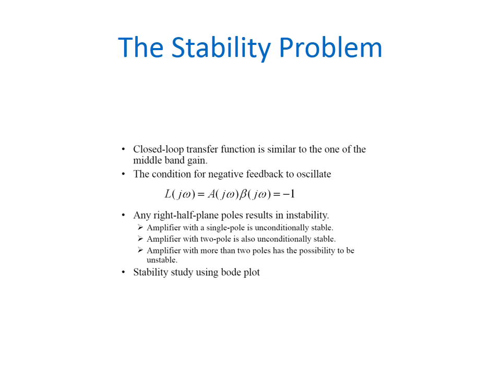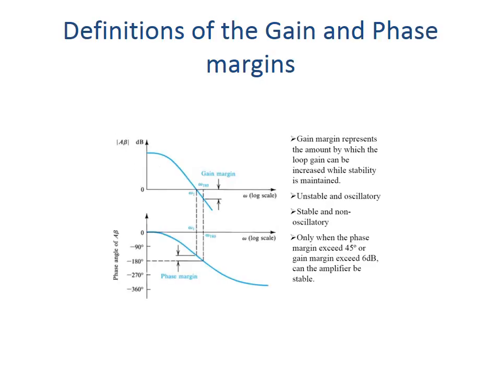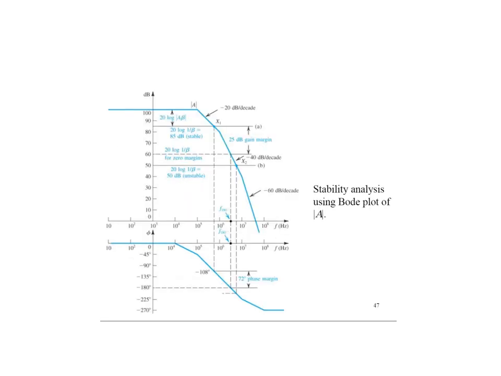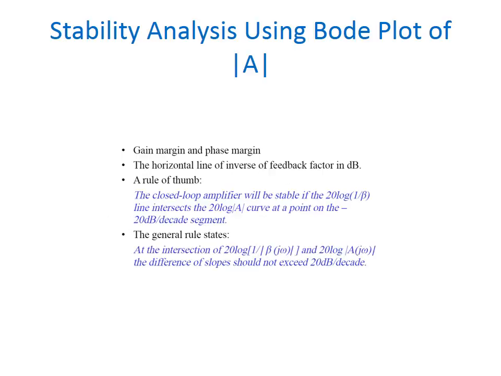Stability can be studied using the Bode plot. Gain and phase margin. The gain margin represents the amount by which the loop gain can be increased while the stability is maintained. Unstable and oscillatory, stable and non-oscillatory. Only when the phase margin exceeds 45 degrees or the gain margin exceeds 6 decibels can the amplifier be stable. So this is the stability analysis using the Bode plot of A.